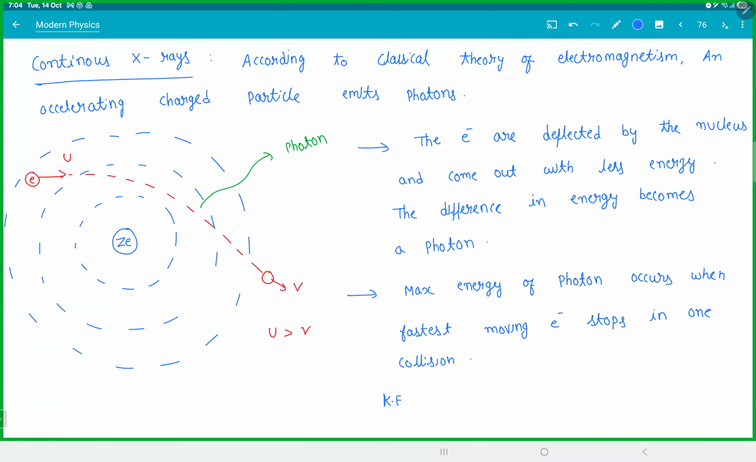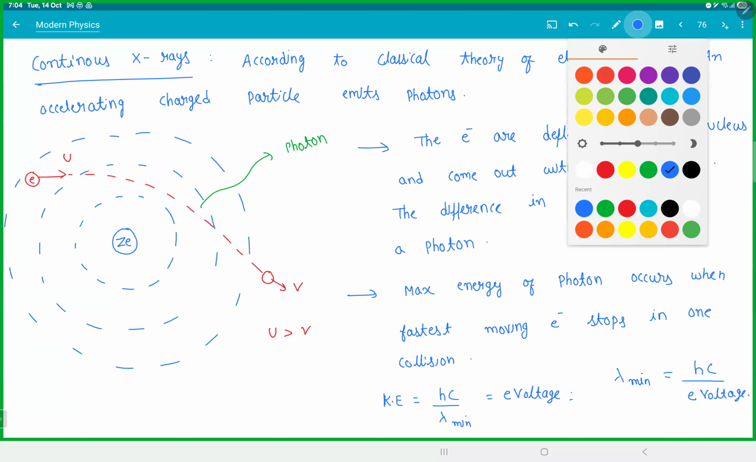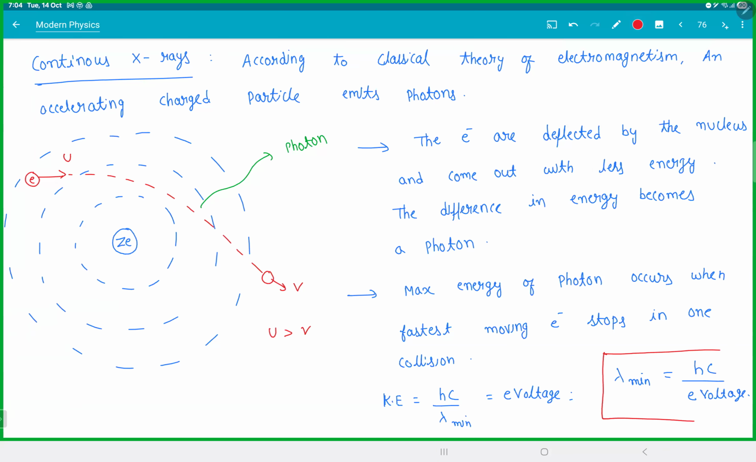So kinetic energy becomes hc by lambda minimum. So more energy, less wavelength. Kinetic energy is nothing but e into V, e into voltage. Therefore, we get the formula: the minimum wavelength of an X-ray machine is given by hc by e into voltage. There, this is the first formula in X-rays. There are only two formulas in X-rays, so this is one of them.